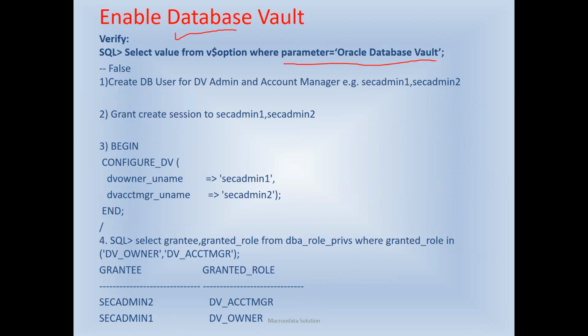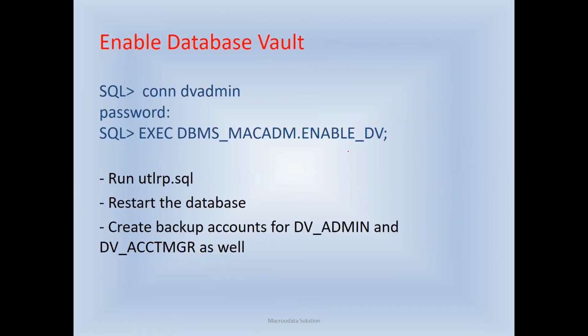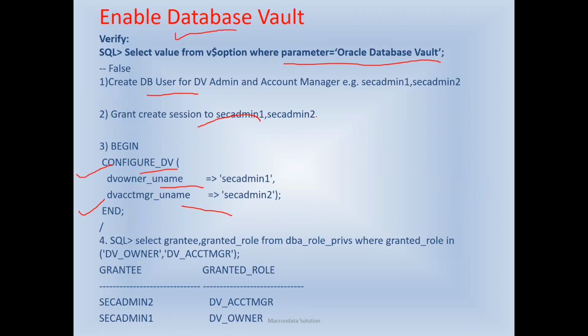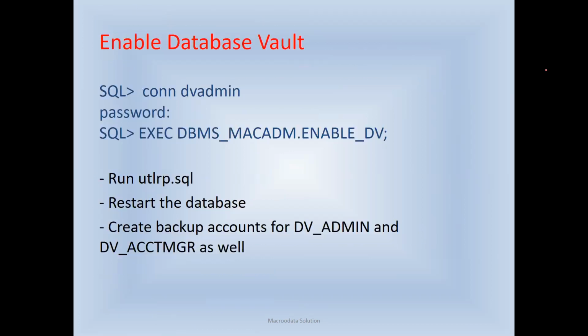After enabling label security, now you have to enable the database vault. Similarly, you check in the options command whether database vault is enabled or not. If it is not enabled, you create two users, grant create session to these users, and then configure DB. Assign them these two privileges, SecAdmin1 and SecAdmin2, the two users we created. Then you can see whether the privileges are granted or not. Connect with SecAdmin1, which is the owner, and enable it with the enable DB command. Run UTLRP and restart the database.